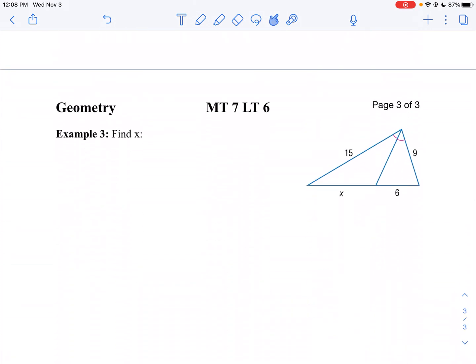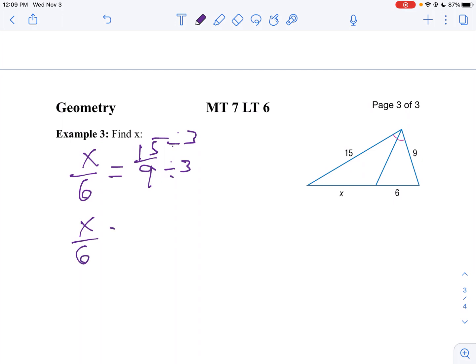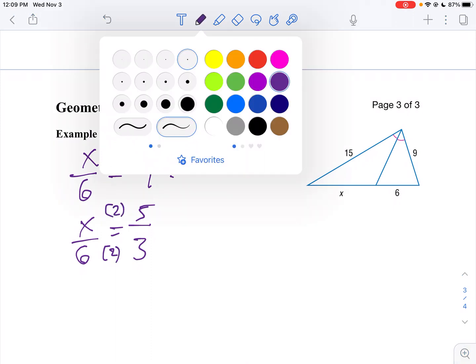So here I've got an angle bisector, and I want to find the value of x. So I've got an angle bisector, so it splits the sides. X is to 6 in the same proportion as the other two lengths, as 15 is to 9. Well, I notice 15 and 9 can be reduced. I'm going to divide both of those by 3, so I get x is to 6 as 5 is to 3. Then notice if I take 3 times 2, I get 6. If I take 5 times 2, x equals 10.